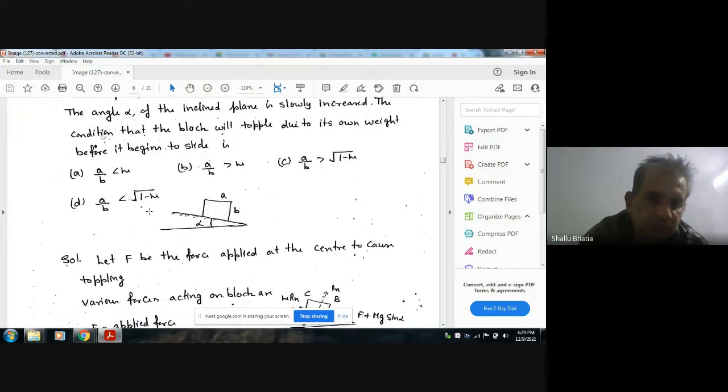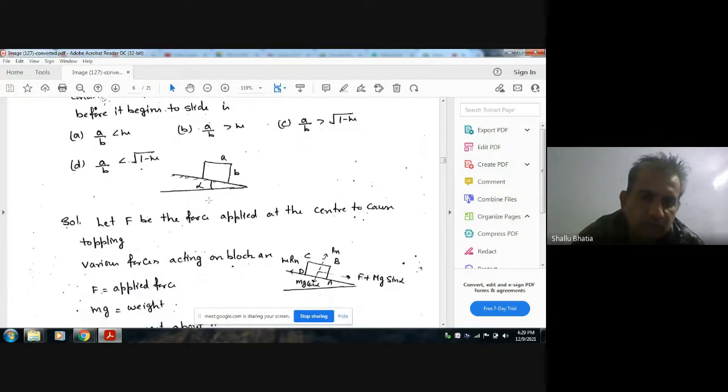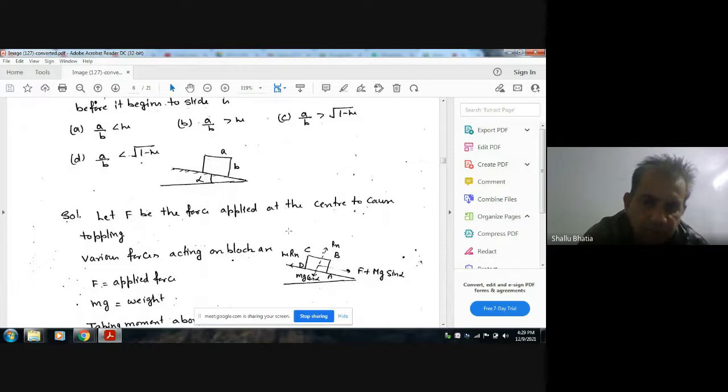So this is the block, this is angle alpha, this is B, this is A. Now let F be the force applied and mg is the weight of the block. So it will have two components, mg cos alpha and mg sin alpha, in the direction of force. And mu RN is the frictional force and RN is the normal reaction.